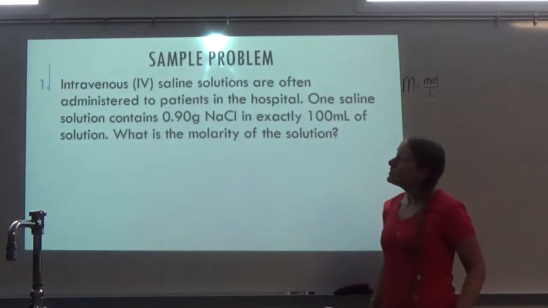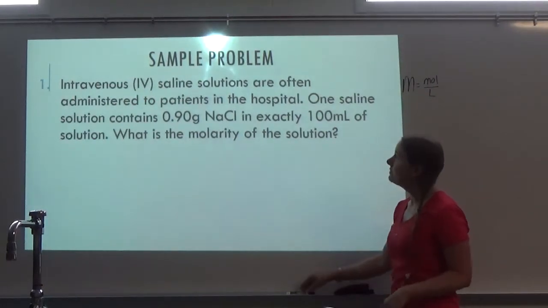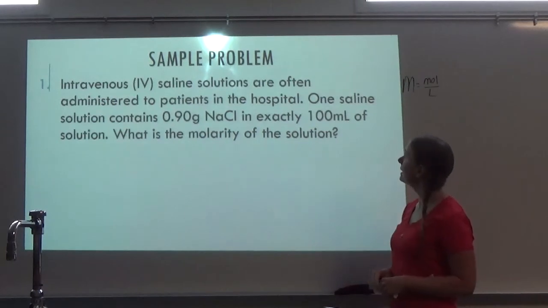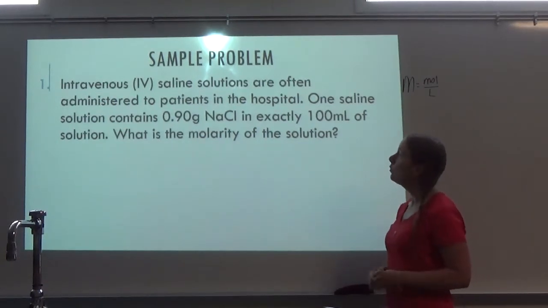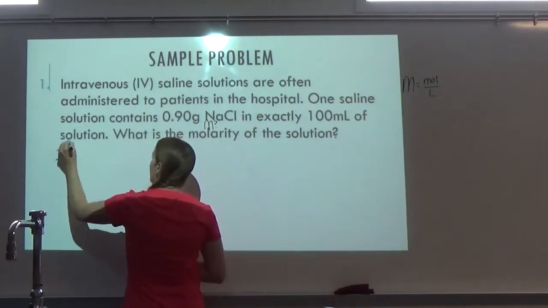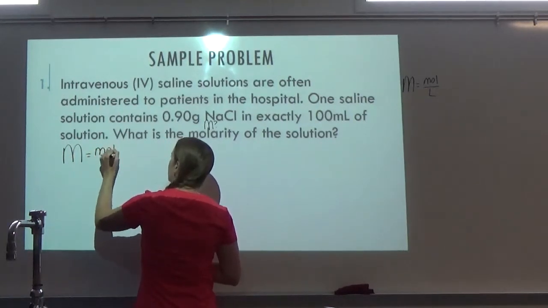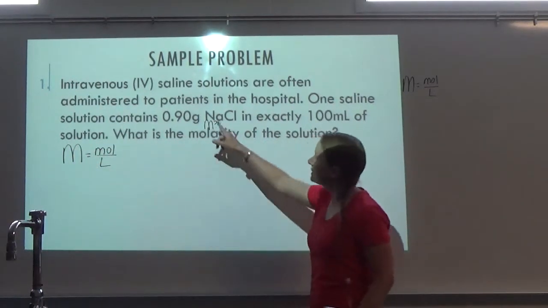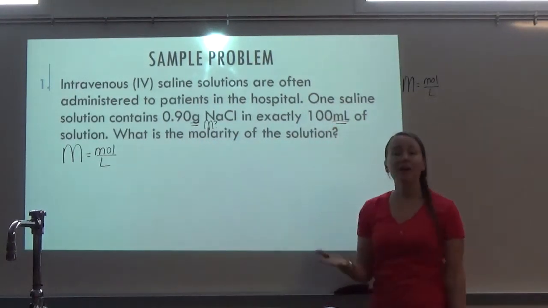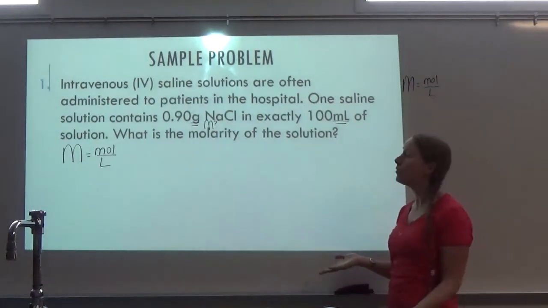So first sample question. Intravenous or IV saline solutions are often administered to patients in the hospital. One saline solution contains 0.90 grams of sodium chloride in exactly 100 milliliters of solution. What is the molarity of the solution? Okay, so we know we're looking for molarity. So I know molarity equals moles per liter. The problem is, though, they gave me grams and they gave me milliliters. So I have to correct those units or convert them before I can plug in.